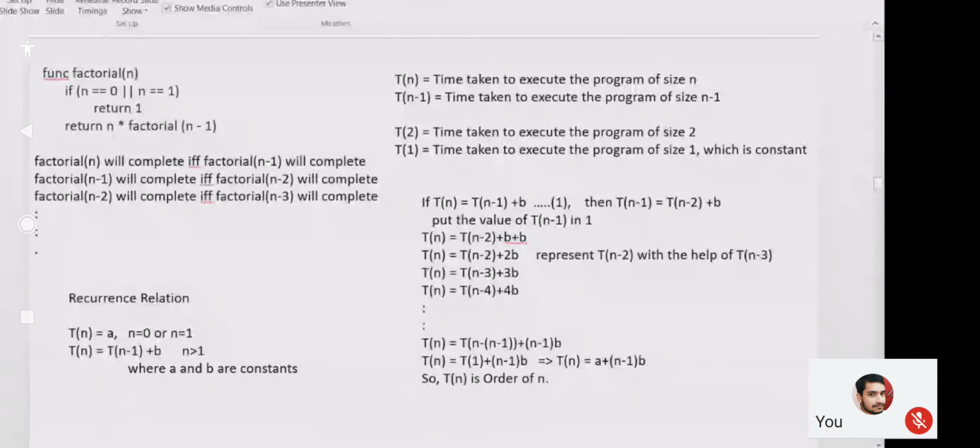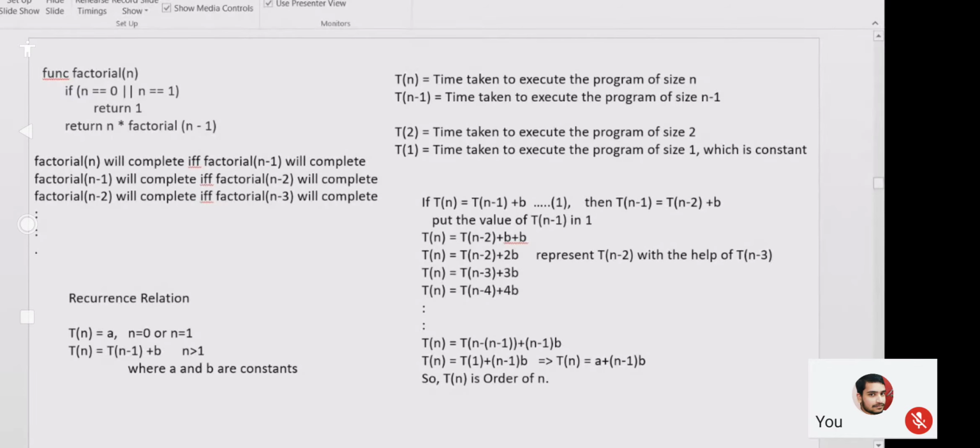So that's why I have written T of n is equal to T of n minus 1 plus b. Next, replace T of n minus 1 with the help of T of n minus 2. So T of n is equal to T of n minus 2 plus 2b. After that, replace T of n minus 2 by n minus 3. So what you will get? T of n is equal to T of n minus 3 plus 3b. Then it will be n minus 4 plus 4b. After that, n minus 5 plus 5b, and so on. It will come to T of 1.